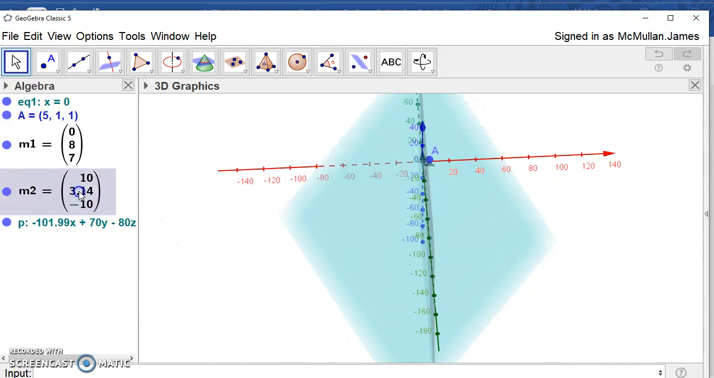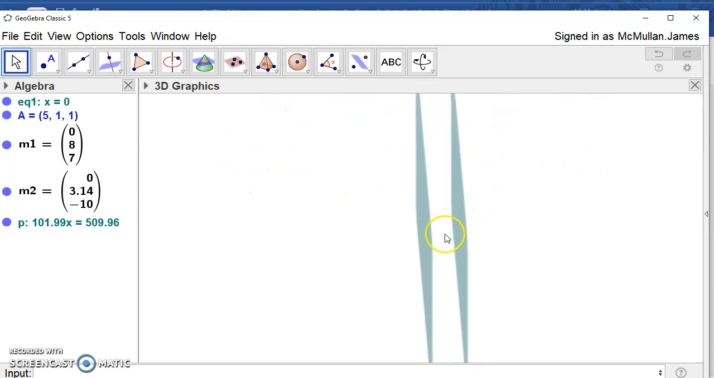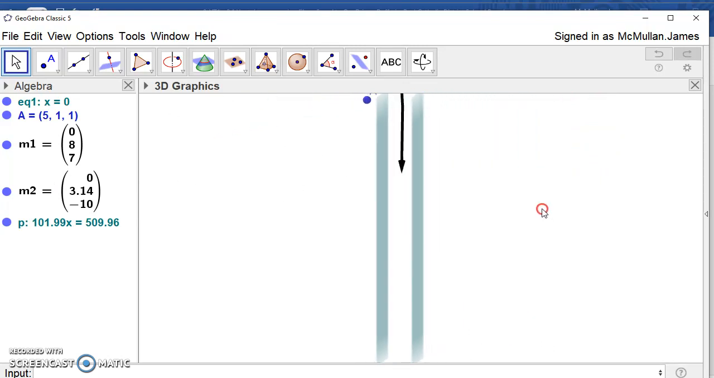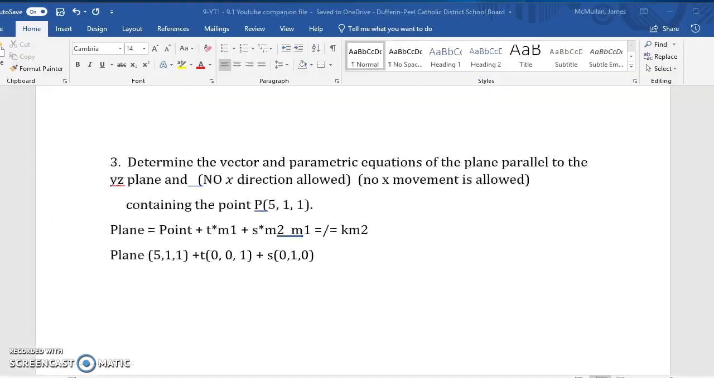I've ruined that because I let them move in the x direction. I don't want to let them move in the x direction, and as long as they're not moving in the x direction, my two planes will remain parallel. So to create something parallel to the YZ plane, you have to remember the YZ plane means no X movement. So the two vectors I chose need to have 0 in the X in terms of their direction.